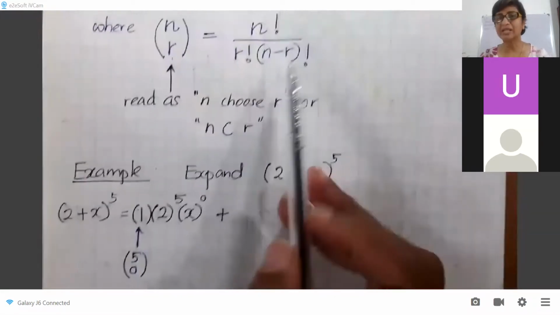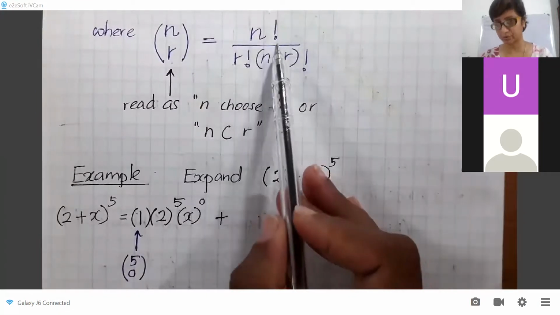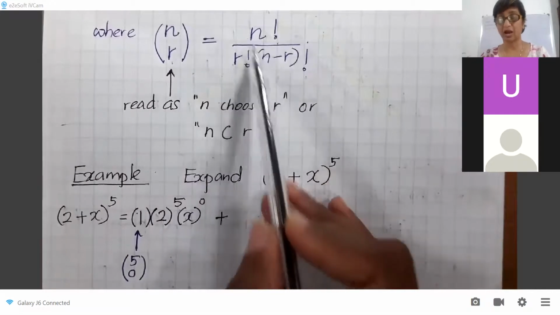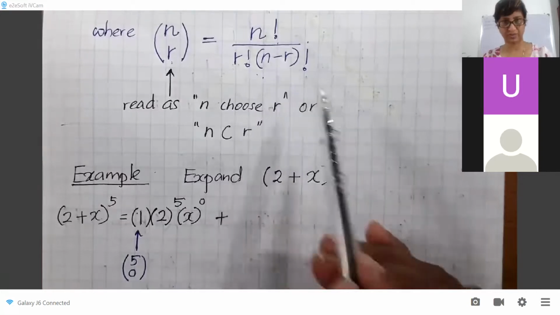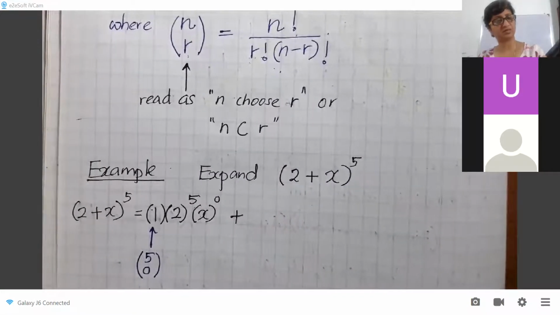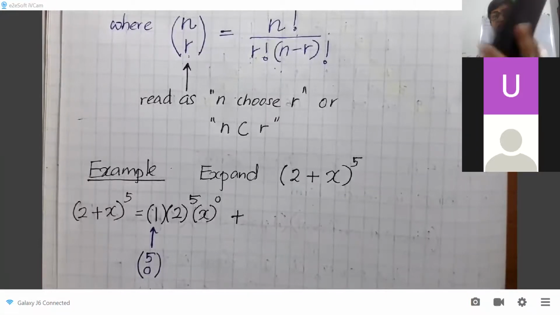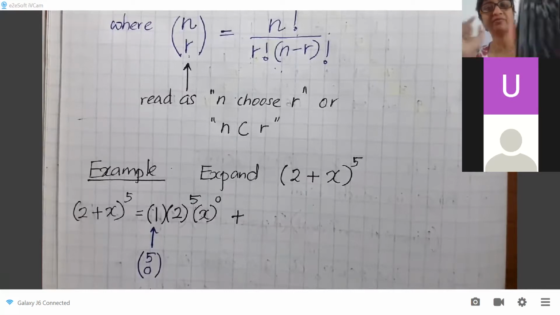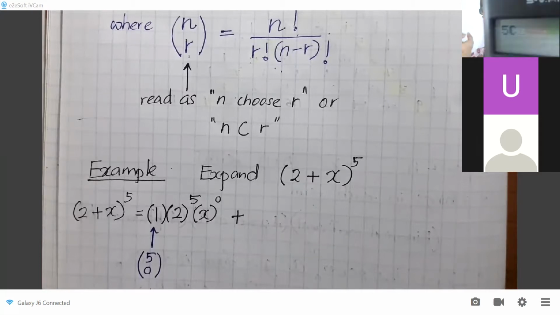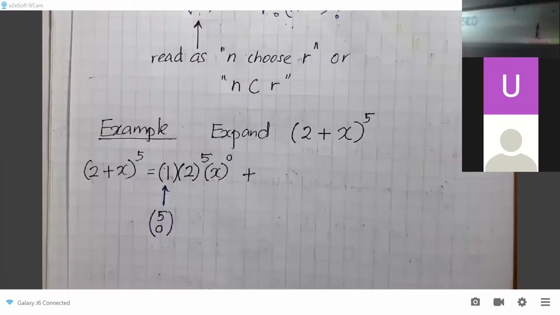That means you can manually compute it if you want. This means 5 factorial divided by 0 factorial, and you already know 0 factorial is 1, then 5 minus 0 factorial. You can compute it by hand, or you can just use the button in the calculator. This is 5 choose 0, right? You press 5 first, and then the NCR button, then it will show you 5C, 5 choose 0. When you press the equal sign, it'll say 1.